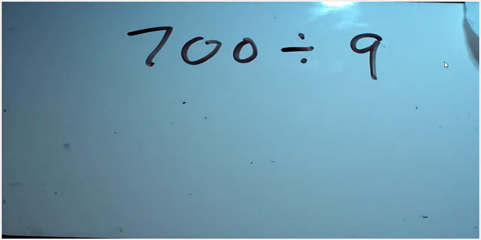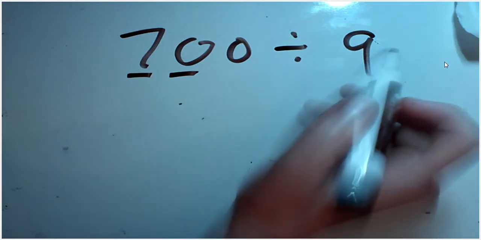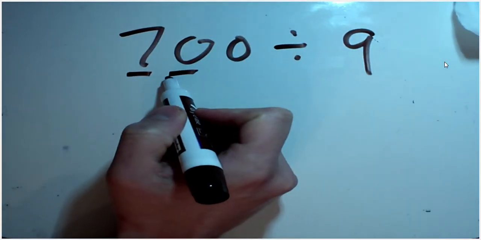So when I think of my nines: 9, 18, 27, 36, 45, 54, 63, 72, 81, 90. There's no 7 or 70 in there for me to do a nice little estimation. So I'm going to have to either change my 9 or I'm going to have to change the 700.